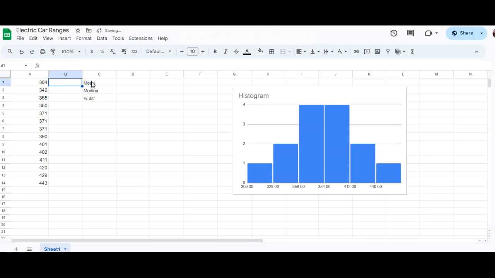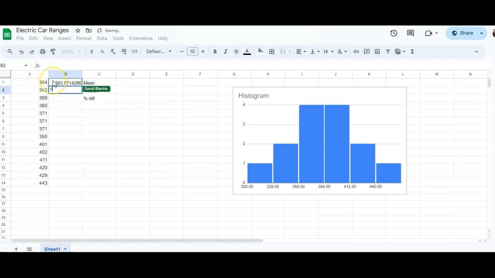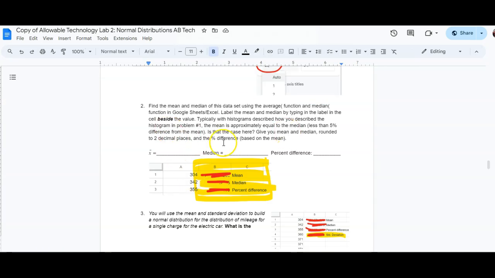So the mean command is average. This is the same thing that we did on the earlier lab. The median is median. All right, the percent difference, we want to do equals, open a parentheses. I do the bigger number of these minus the smaller number. You can also do absolute value. So equals this minus this, close that off, divided by the mean, because it's based on the mean, times 100. All right, so there's our percent difference. So you can see again, these are very close. All right, is that the case here? Yes, it is, because they are very close.